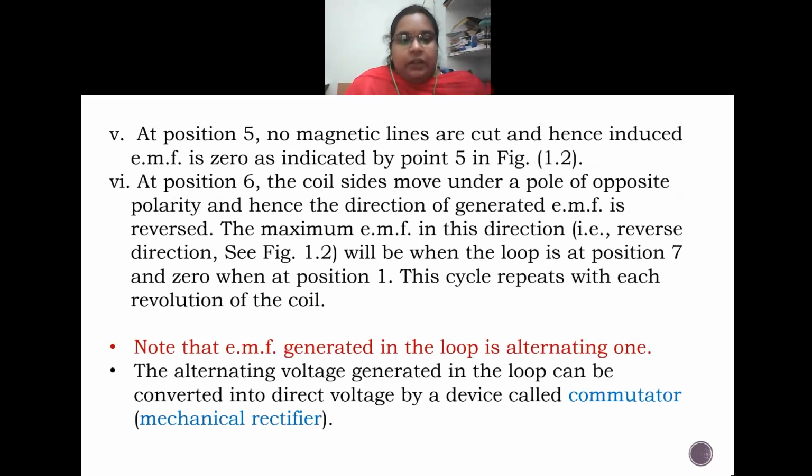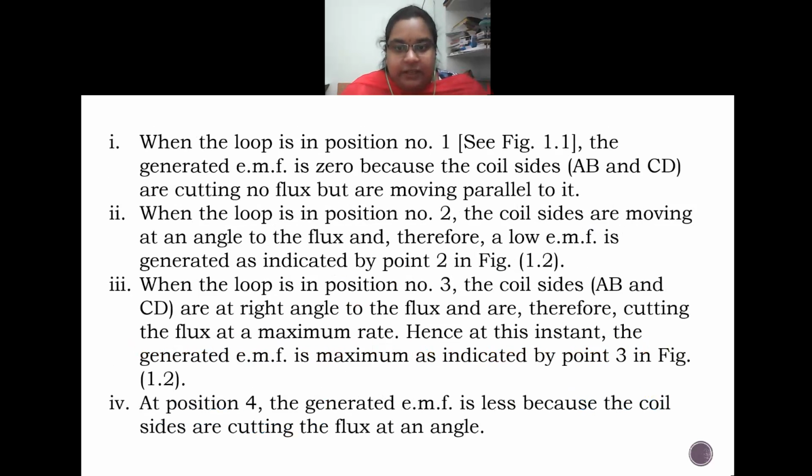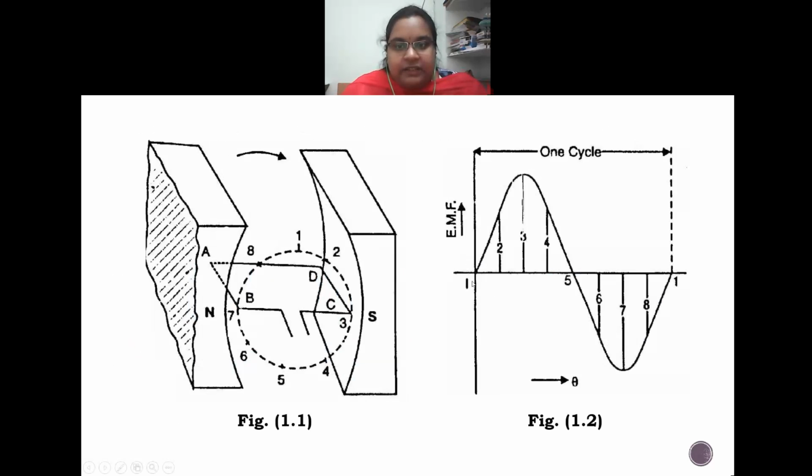Now we need to understand that the EMF generated in the loop is an alternating one. Yes, right. So here you can see there is a positive cycle, and then we have a negative cycle also. That is the EMF value being produced in this single loop generator. It is an alternating current that is being produced. But this is a DC generator and we are producing AC.